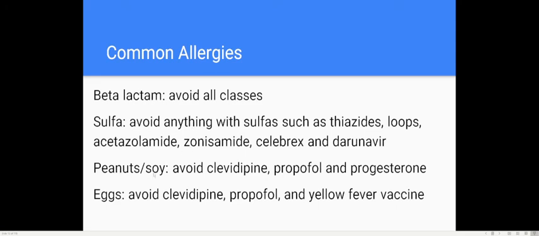Peanuts and soy: avoid clevidipine, propofol, progesterone. Progesterone is an interesting one for peanut and soy allergy. You wouldn't really think of that. I know I wouldn't if I wasn't studying this chapter. Eggs, again, avoid clevidipine and propofol. Also avoid the yellow fever vaccine too.